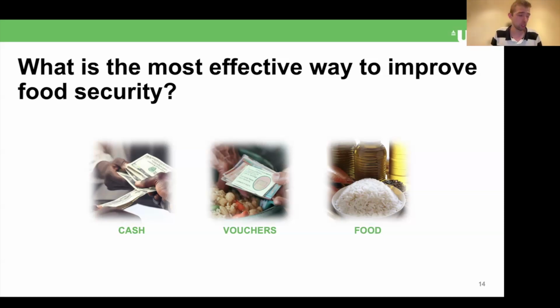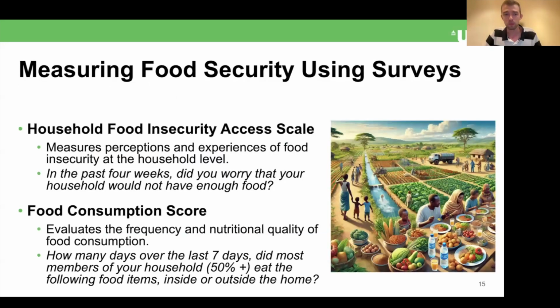When I ask this question in a classroom, I get a very wide range of responses. Usually it's about 30% going for cash, maybe 40% for vouchers, and another 30% for food. It's often very evenly distributed because it's a difficult question to answer, and it will depend on a lot of different factors, of course, but it's one that we can actually study.